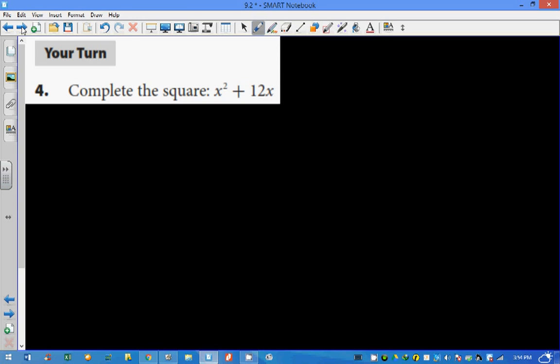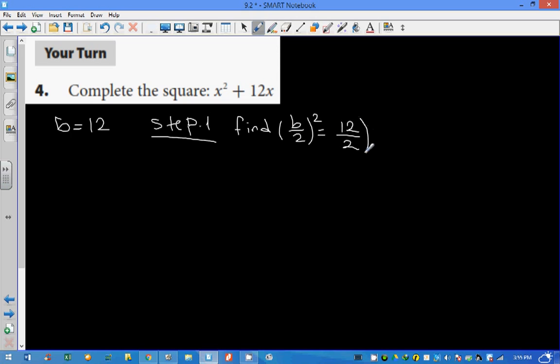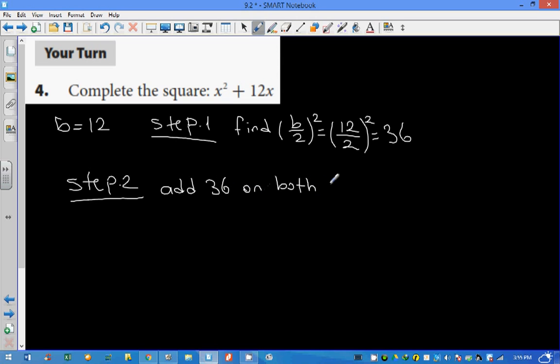So when you look at another example, where b equals 12, step 1, as you remember, find (b over 2) to the power of 2, which is (12 over 2) to the power of 2 equals 36. And step 2, add 36 on both sides.